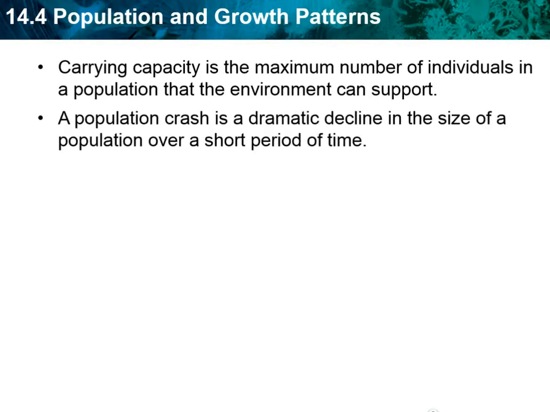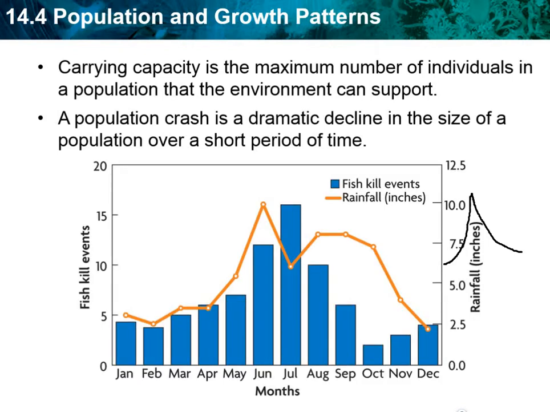So a population crash is a dramatic decline in the size of a population over a short period of time. You can have what's known as boom or bust, where you'll see, I'll draw it out, a population that will go rocketing up like that, and then it can drop down pretty rapidly. So that would be part of a population crash. So that is what's known as boom or bust as well.